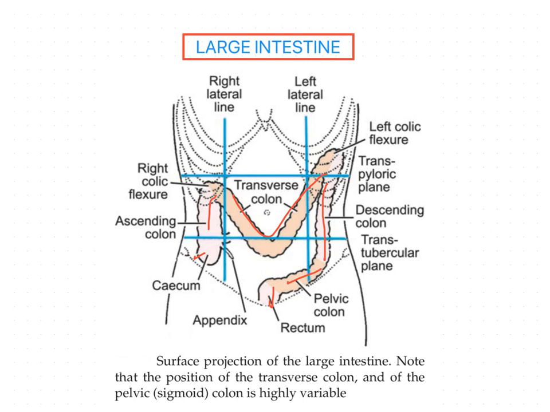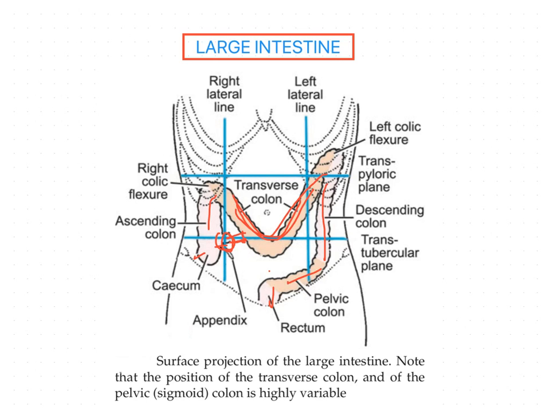So, the large intestine forms a curve within which the small intestine lies. Here you can see that curve, within which the small intestine lies. The terminal part of the ileum becomes continuous with the large intestine at the ileocecal junction. So here the small intestine connects with the cecum, called the ileocecal junction.